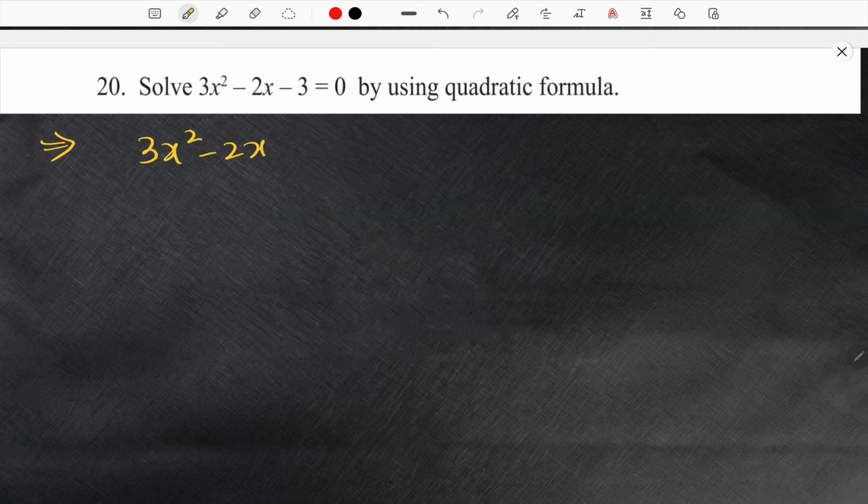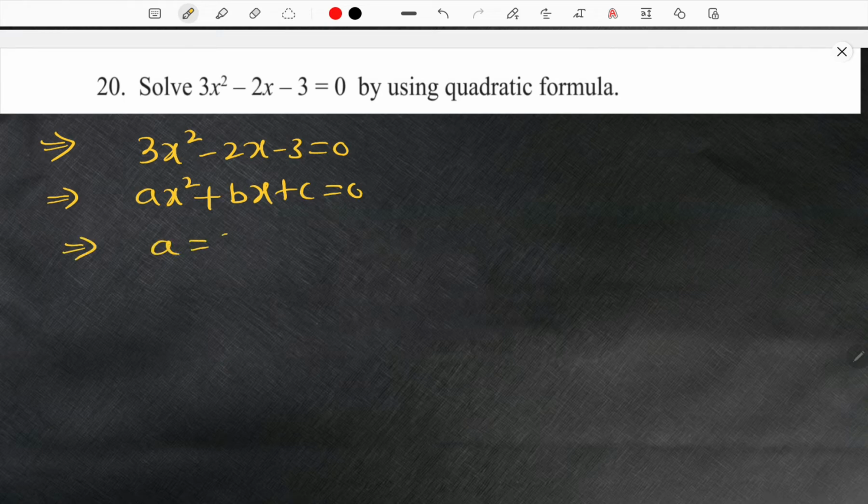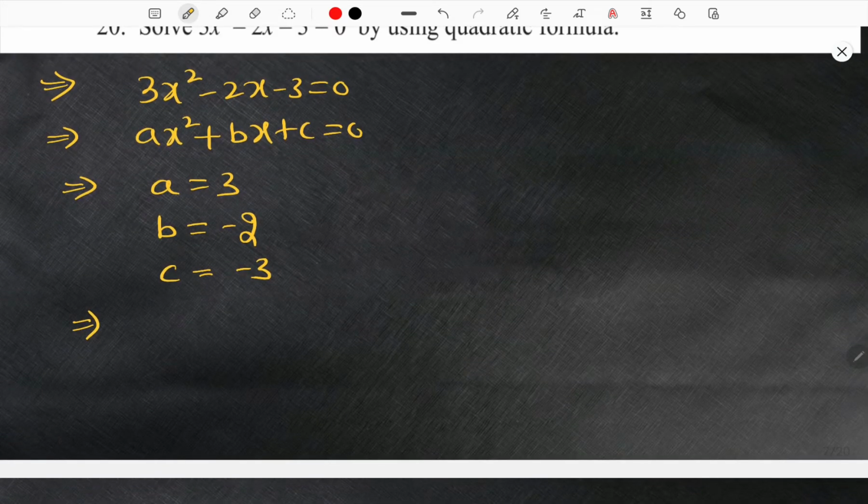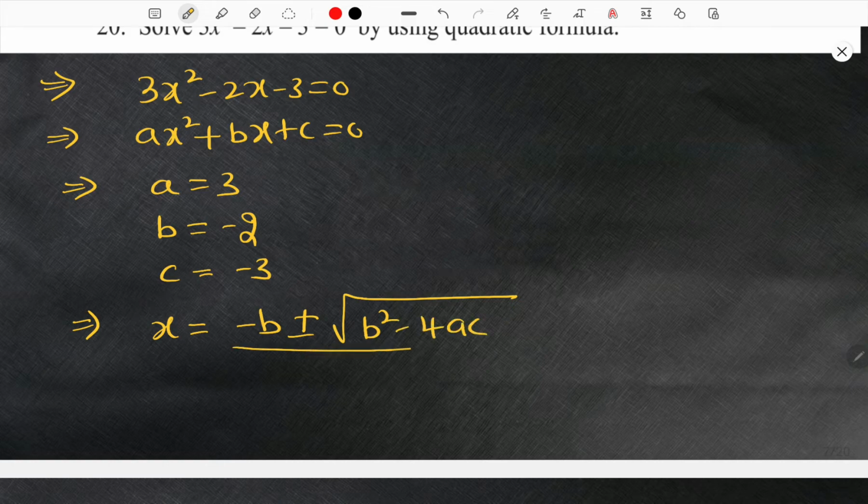3x square minus 2x minus 3 is equal to 0 means you have to compare it with ax square plus bx plus c is equal to 0. We will have a is equal to 3, b is equal to minus 2 and c is equal to minus 3. Now, what is the formula? x is equal to minus b plus or minus under root b square minus 4ac divided by 2a. So, this is the formula.